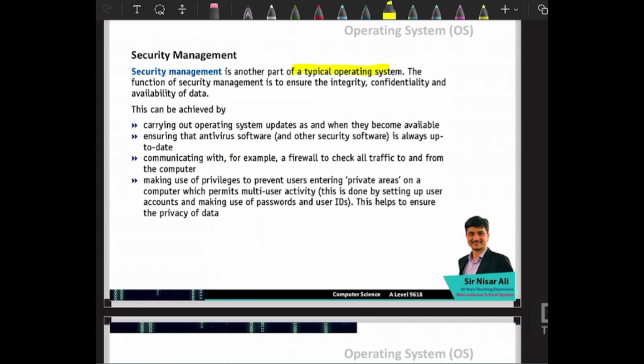The main responsibility of security management is to ensure the integrity, confidentiality and availability of the data. So the data is correct, the data is only accessible to authorized persons, and the data is available whenever it is required. Alright. So how can it be achieved? These three things are important: integrity, confidentiality and availability of data.